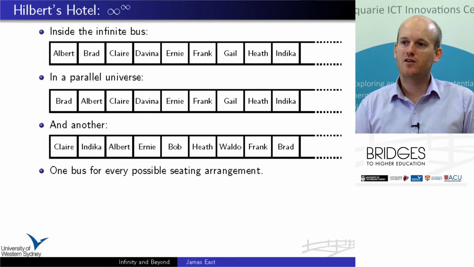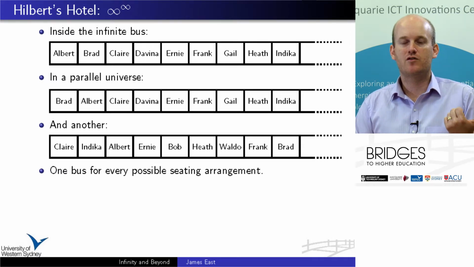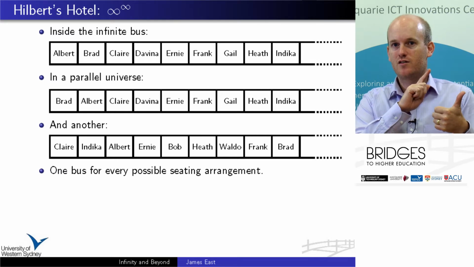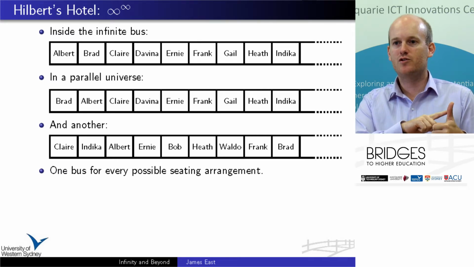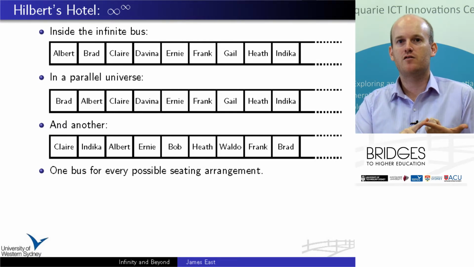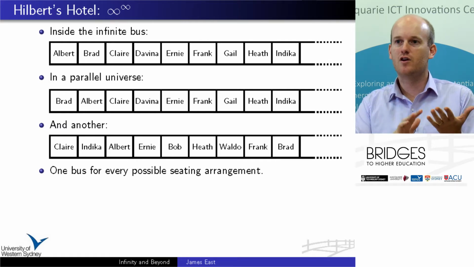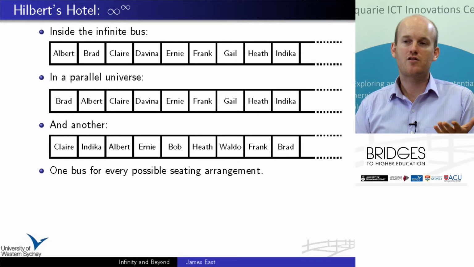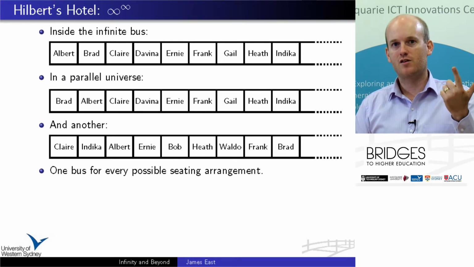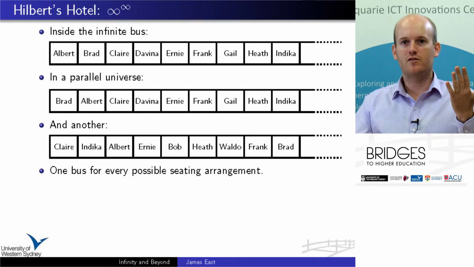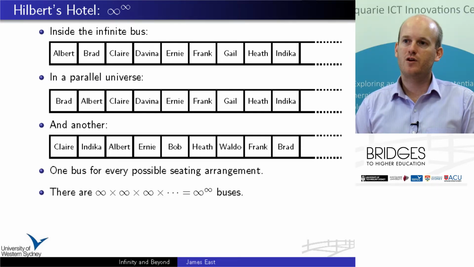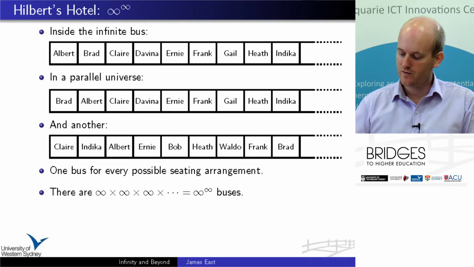Now, how many buses are there here? Well, one way to think about that is to ask the question, how many people could we choose to sit in the first spot? Well, infinity, because that's how many people there are. Now, once we've chosen the person to sit in the first spot, how many people could we choose to sit in the second spot? Infinity. There's still infinity. How many could we choose to fit in the third spot, fourth spot, fifth spot, sixth spot? Infinity is the answer to all of those questions. So the number of buses is infinity times infinity times infinity times infinity forever, no stop. So the number of possible buses is infinity to the power of infinity.